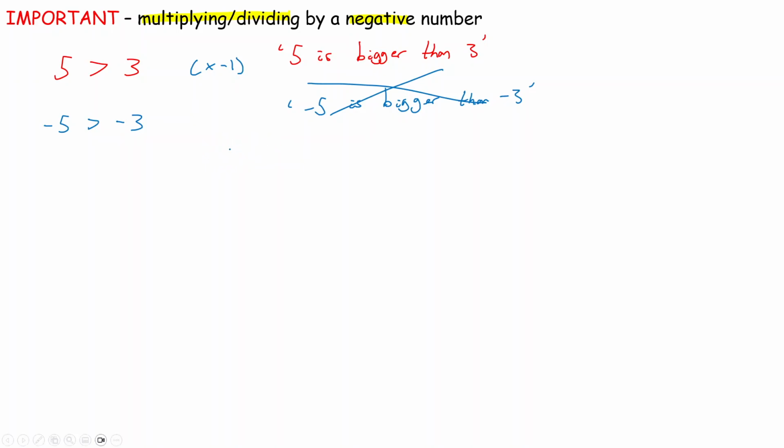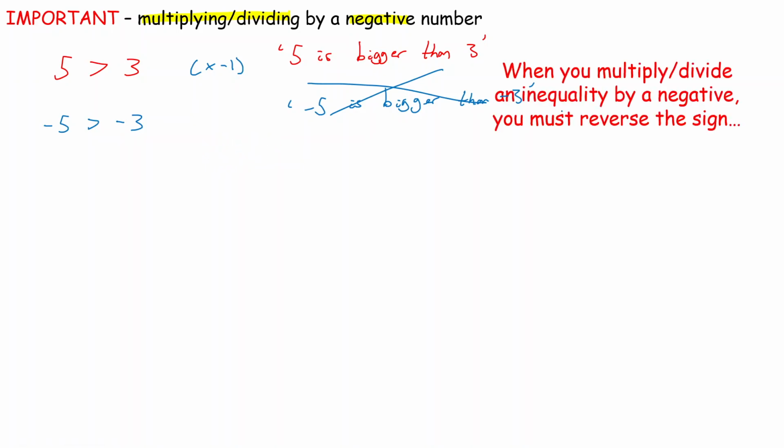So the key thing here is this, and let's get rid of this so we can see what is going on. When you multiply or divide an inequality by a negative number, you must reverse the sign. So here, because I times through by negative 1, I've got to reverse the sign. Okay, I times through by minus 1, I've got to change the sign to this. This now reads negative 5 is less than minus 3, which does make sense.